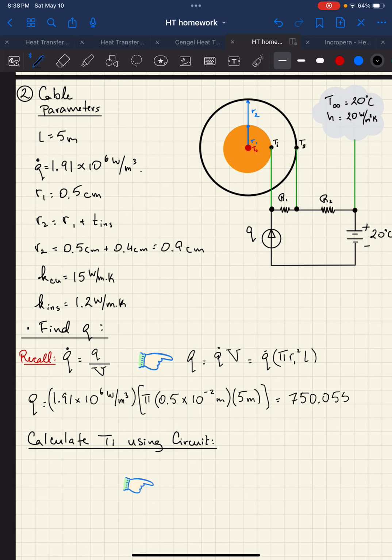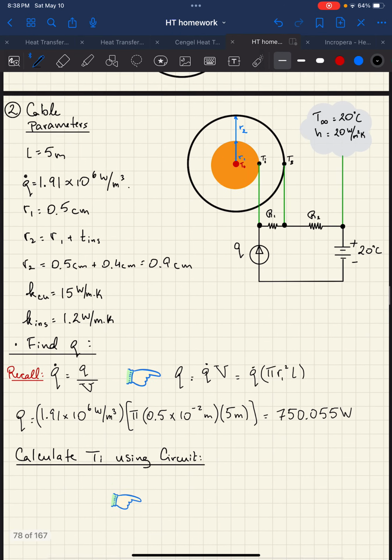750.055 watts. You might notice I carry a lot of decimal places for the in-between steps, but at the very end, I will truncate to the correct decimal places. I like to carry decimal places just in the in-between steps to avoid the rounding error. So at the very end, when you report your final answer, that one you can truncate.